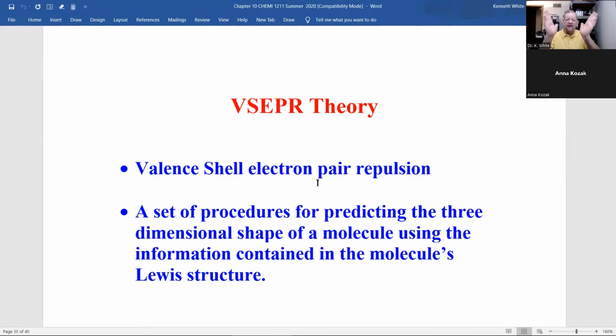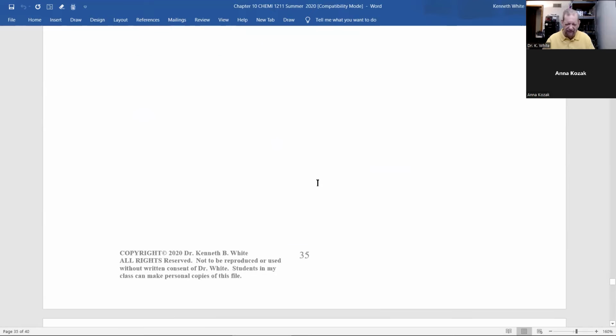And the pairs of electrons want to be as far apart as possible. Because of that, it causes atoms and molecules, actually molecules, to have different shapes. And we talked about that.